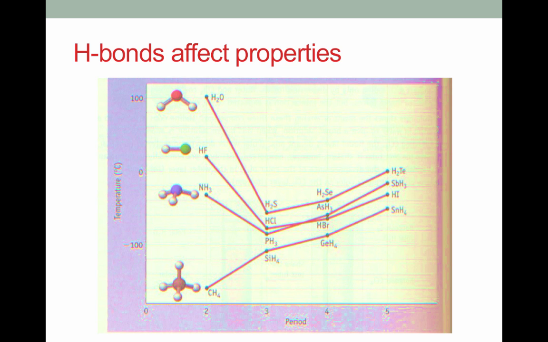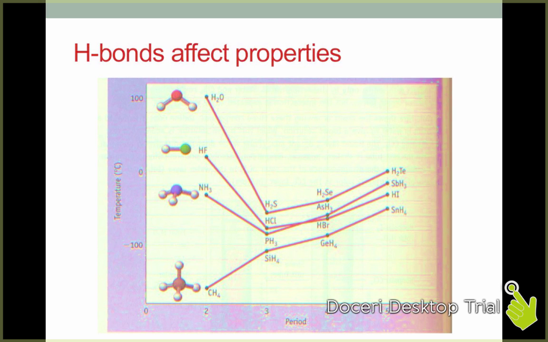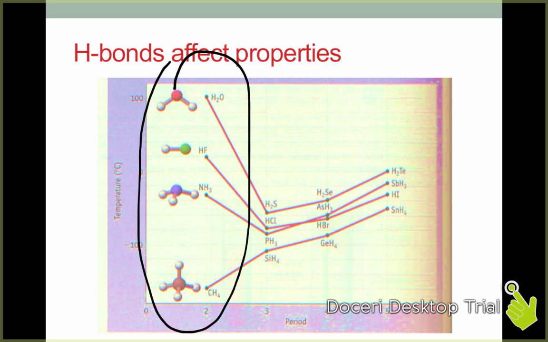Here we're looking at a graph of temperature versus period on the periodic table of a number of different substances. I want you to pay specific attention to the first set of substances here. Notice these are all compounds combining hydrogen with a different element. At the top we have H2O, then HF, then NH3, then CH4. Notice the sharp difference between boiling points of H2O, HF, and NH3 and CH4. CH4 seems to be an outlier.